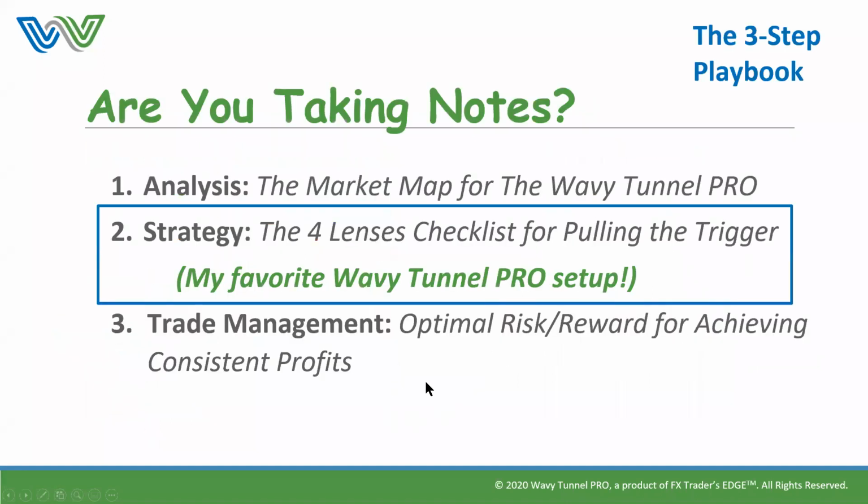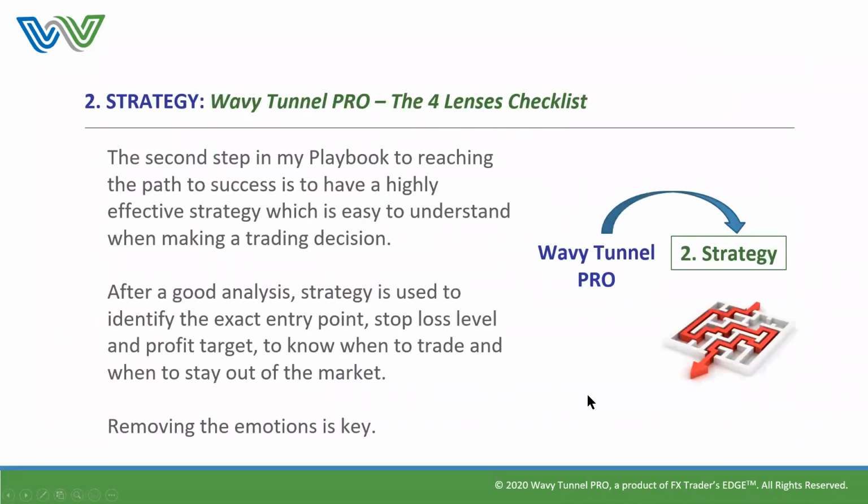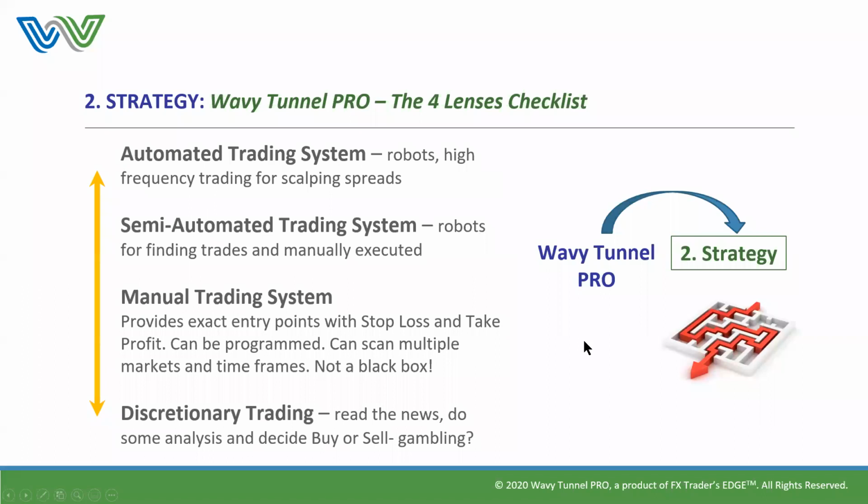Now let's go through the 4 lenses checklist for pulling the trigger. This is the second step. After a good analysis, strategy is used to identify the exact entry point, stop loss level, and profit target to know when to trade and when to stay out of the market. And removing the emotions is key. As I said, we use the Wavy Tunnel Pro, but I'm going to show you a very simple 4-step strategy.